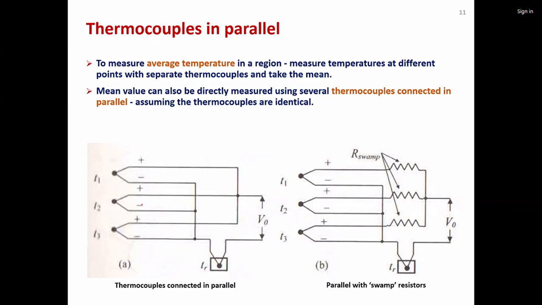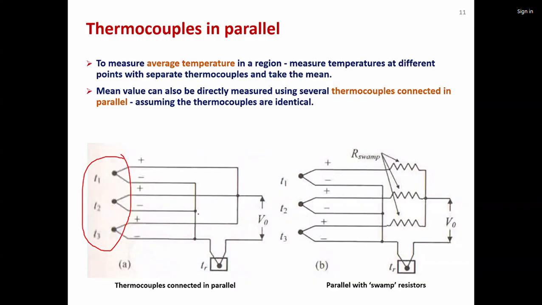And here you can see that all the N-type wires are connected to one terminal. So you can see that this is the N-type here, this is the N-type here, this is the N-type here. They're all connected to one single wire, and this is the one terminal for the output voltage, and all the P-type wires are also connected as one terminal. So in this way, the output voltage is representative of the average temperature of the surface. So this is how thermocouples can be used in parallel to measure the average temperature of an object or surface or any fluid or anything.